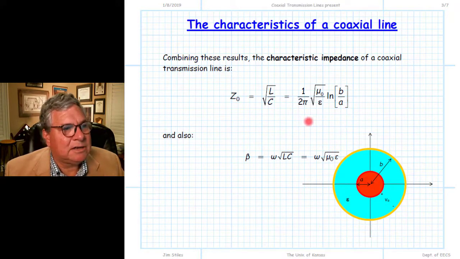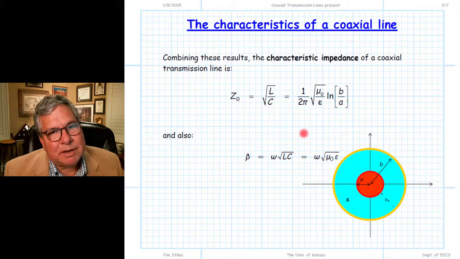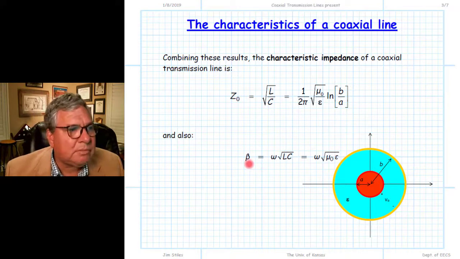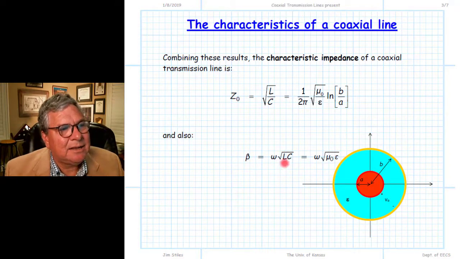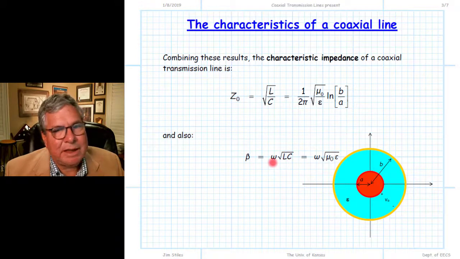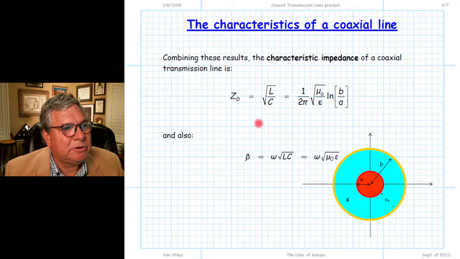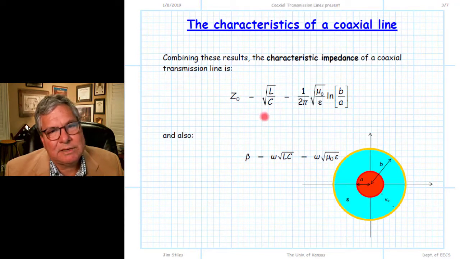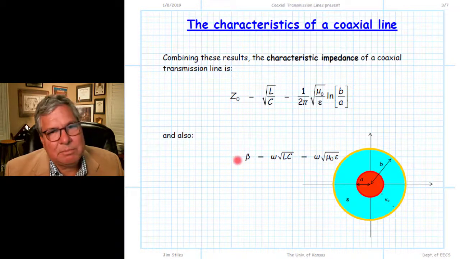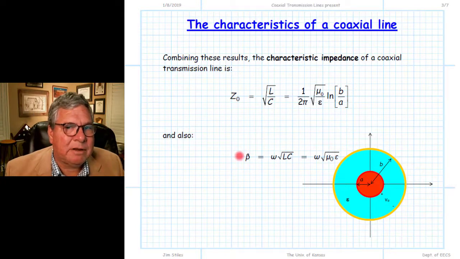Likewise, we take L and C and we can convert that into a more fundamental parameter in wave propagation that we call beta. Beta is the square root of the product of L and C times the value of omega. So it's kind of an interesting symmetry here. Here we take the ratio of L and C and take the square root. Here we take the product of L and C and take the square root and of course multiply by omega. So these two parameters, characteristic impedance Z0 and beta, are going to be fundamental parameters.